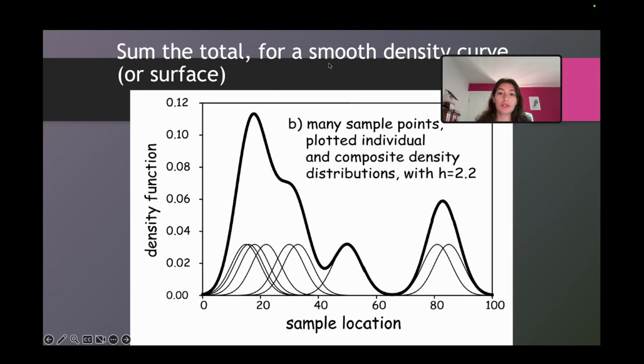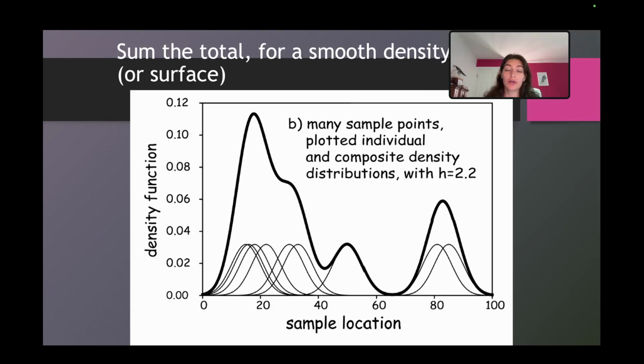So this here, you sum the total for a smooth density curve. This is many sample points that are plotted individual and composite density distributions with an H of 2.2. What you need to get from this is just that we're summing the total for some smooth density or some smooth surface value. These are our density functions on the y-axis and our sample locations on the x.